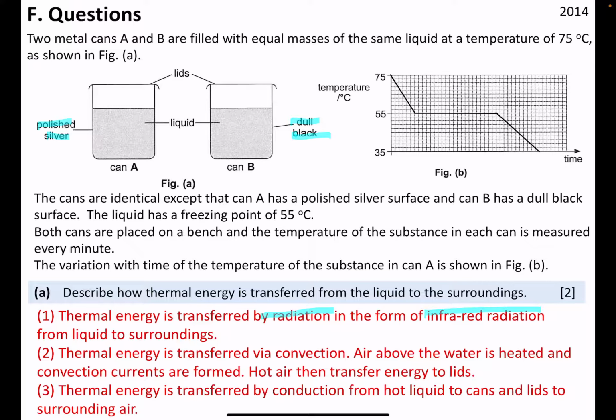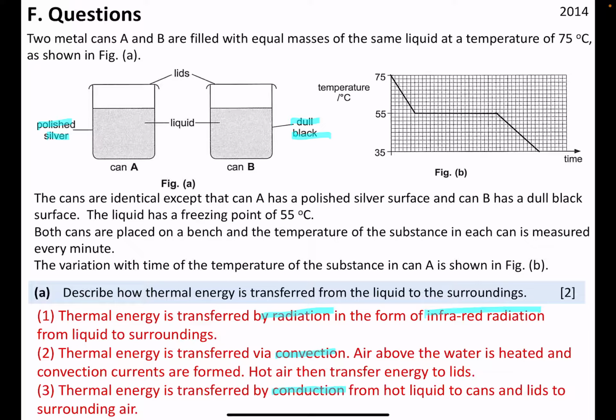Thermal energy is transferred via conduction. Air above the water is heated up and convection currents are formed. The hot air then transfers the thermal energy to the lids. Thermal energy is also transferred by conduction from the hot liquids to the can, to the lid, and then to the surrounding air. So all three processes occur: conduction, convection, and radiation.